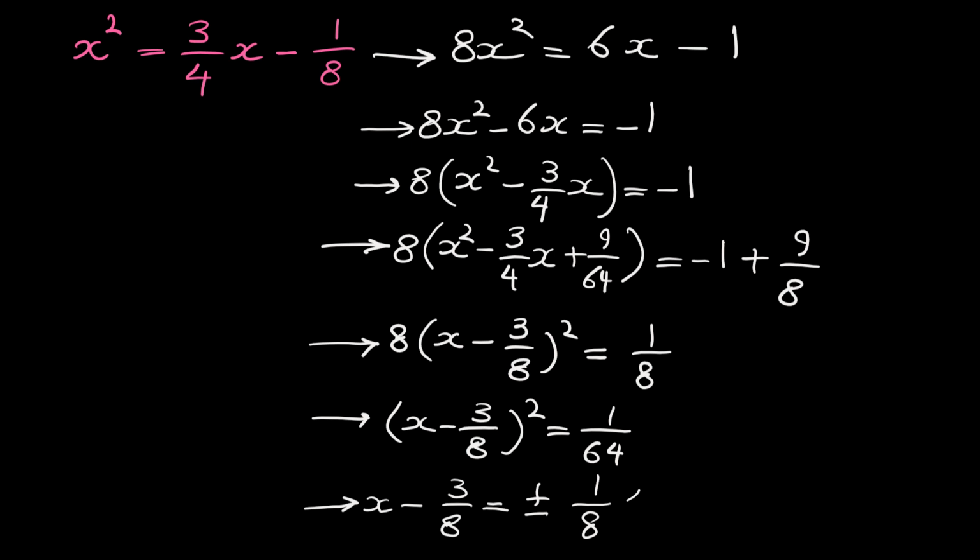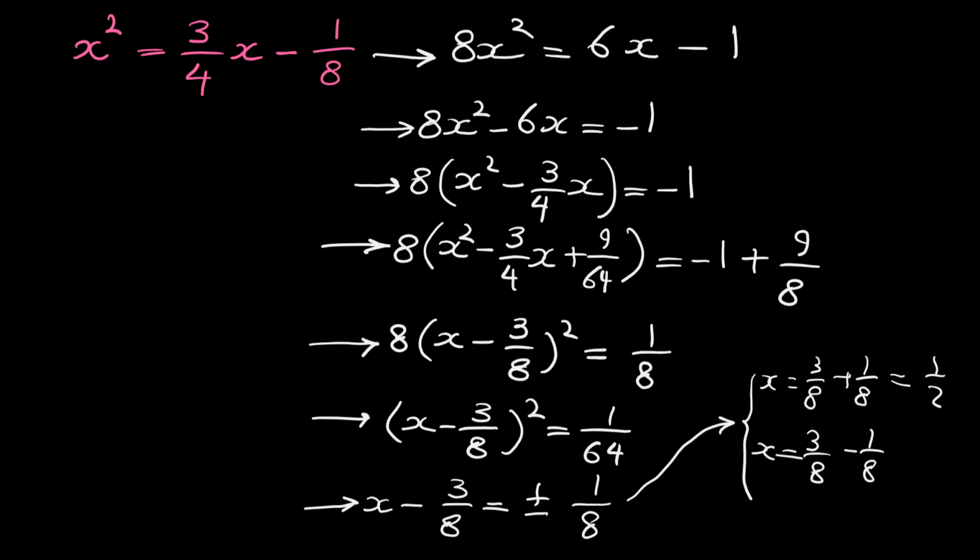So what is x finally? We have two values for x. 3 over 8 plus 1 over 8. 3 over 8 minus 1 over 8. 3 over 8 plus 1 over 8 is 4 over 8, which is 1/2. 3 over 8 minus 1 over 8 is 2 over 8, which is 1/4. These are the roots of this equation.